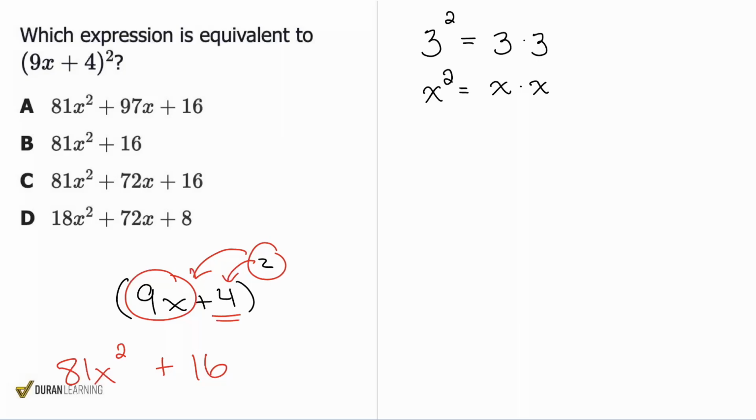So let's take this same idea here and apply it here. So if we have 9x plus 4 all squared, everybody, what this actually equals is 9x plus 4 multiplied by 9x plus 4. That's what it is. Because remember, everyone, the exponent of 2 means multiply the same thing by itself twice. X squared, x times itself twice. 9x plus 4 all squared, it's 9x plus 4 times 9x plus 4.